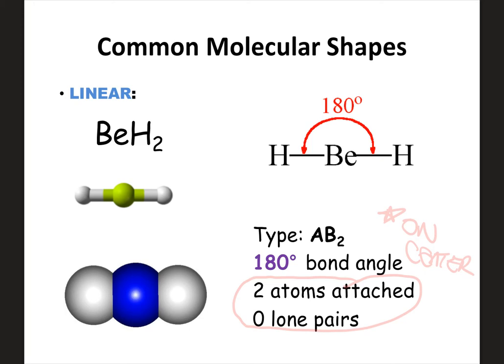You would just call this shape linear, and you would know in your head, oh, that means it's going to be in a line. Okay, so draw the dot structure, analyze the dot structure, look at the center, and that tells you the name of the shape. If you were going to study these, it's probably best to do a flashcard. You put linear on one side, and on the other side, two attached, zero lone pairs. Just remember that it's talking about the center.